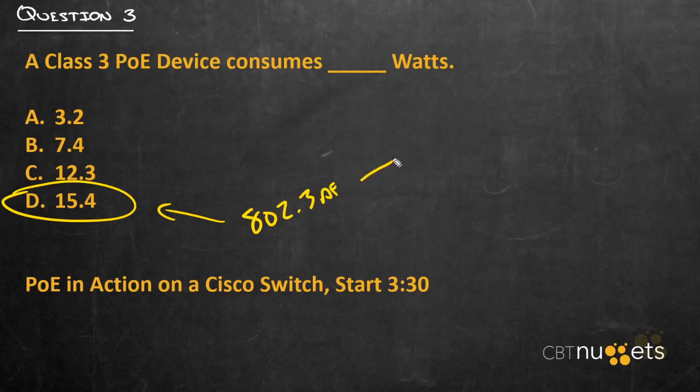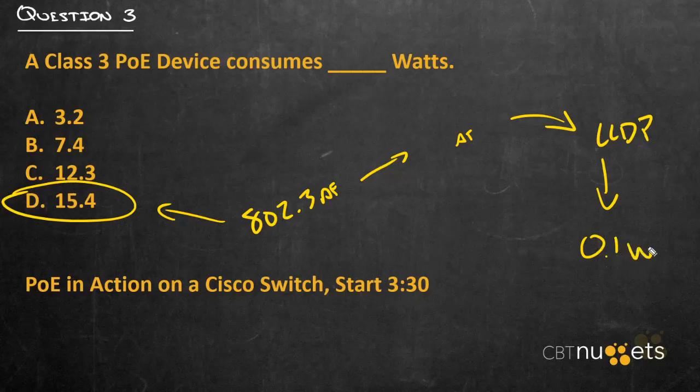Now, as the standard evolved to AT and beyond, we then moved to the protocol LLDP to negotiate power, at which point you can negotiate increments of 0.1 watts depending on how the device asked for power from the switch.